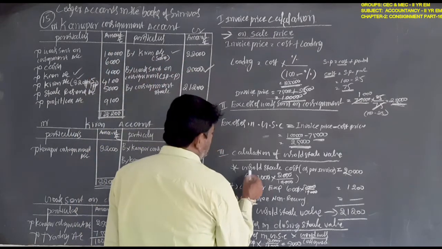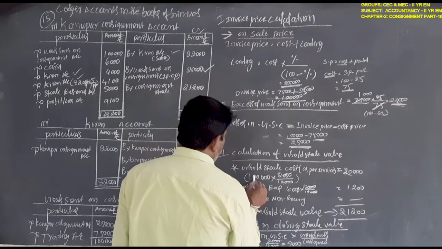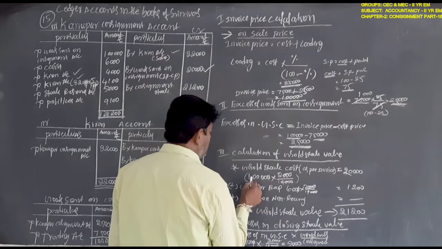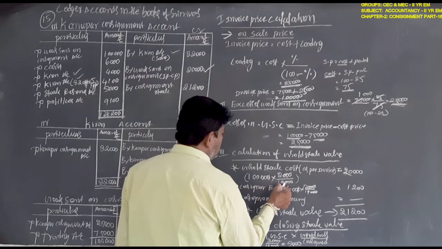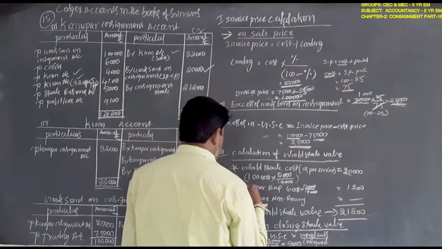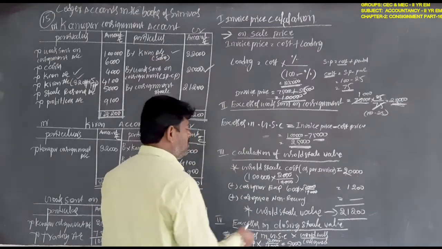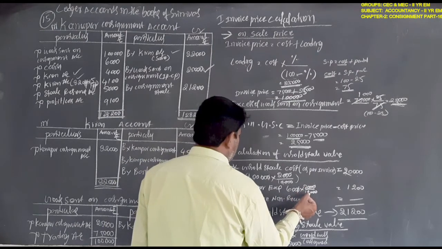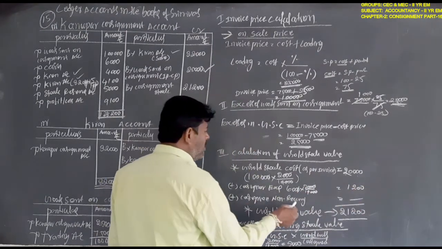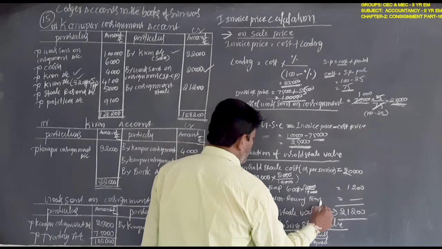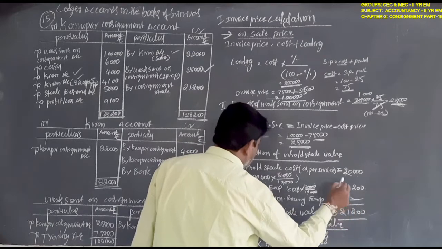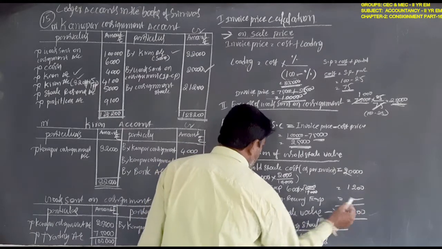Next, unsold stock calculation. 1 lakh rupees for 10,000 units. For 2,000 units, how much? 1 lakh into 2,000 by 10,000, you get 20,000 rupees. Next, the expenses are also in the same proportion, 6,000 into 2,000 by 10,000, you get 1,200 rupees expenses. Consignor's non-recurring expenses are not available in the problem, so nil. So total amount is 21,200, the unsold stock value.